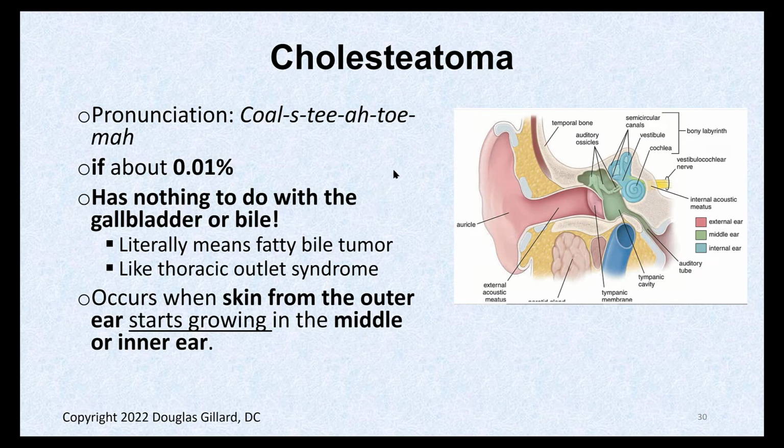And the bottom line, what is it? It occurs when, remember we said we have regular skin here, keratinized stratified squamous epithelium that lines the auricle and the external acoustic meatus and the lateral portion of the eardrum, but never the middle ear. Mucous membrane lines the middle ear and lines the auditory tube. So what cholesteatoma is, is when this skin starts to grow inside the middle ear.